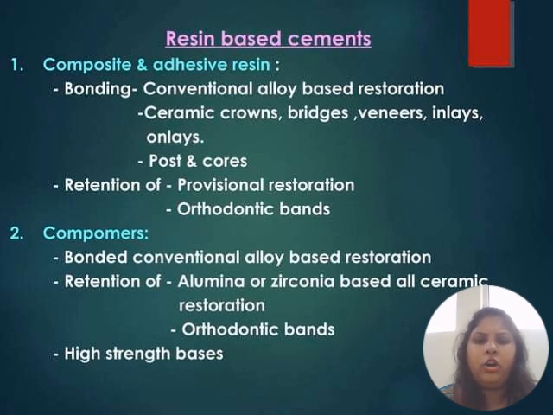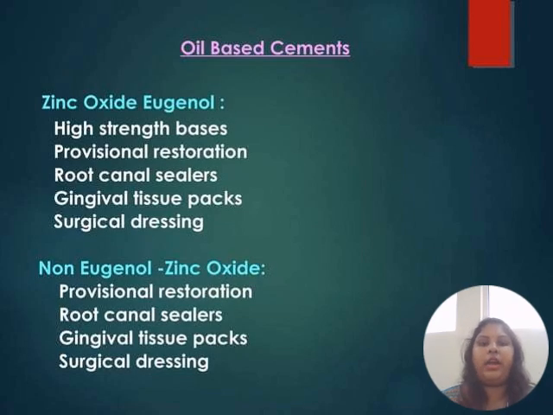In resin-based cements, you have compomers, composite and adhesive resins, used for bonding conventional alloy-based restorations, ceramic crowns, bridges, veneers, inlays and onlays, posts and cores, retention of provisional restorations, and also orthodontic bands. In oil-based cements, you have zinc oxide eugenol for high strength bases, provisional restorations, root canal sealers, gingival tissue packs and surgical dressings. Non-eugenol zinc oxide is for provisional restorations, root canal sealers, gingival tissue packs and surgical dressings.